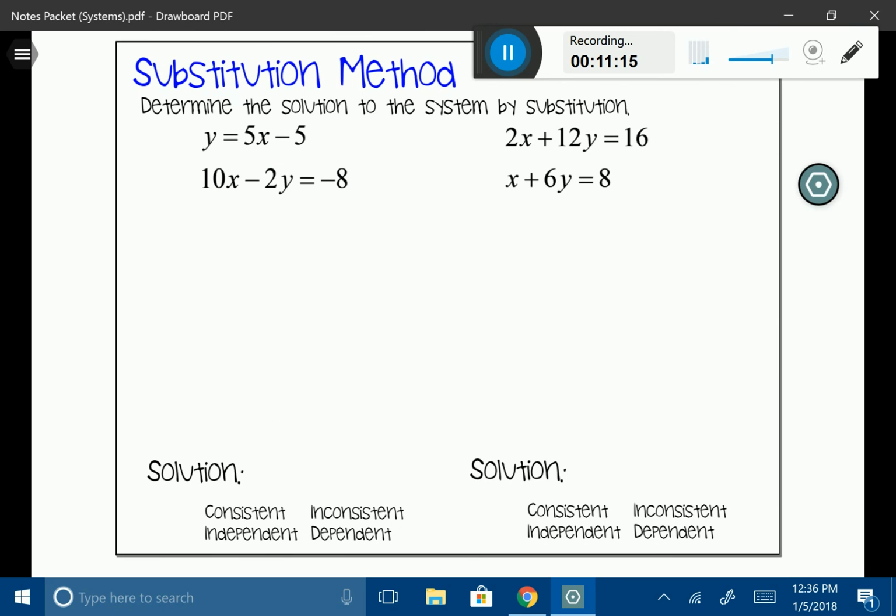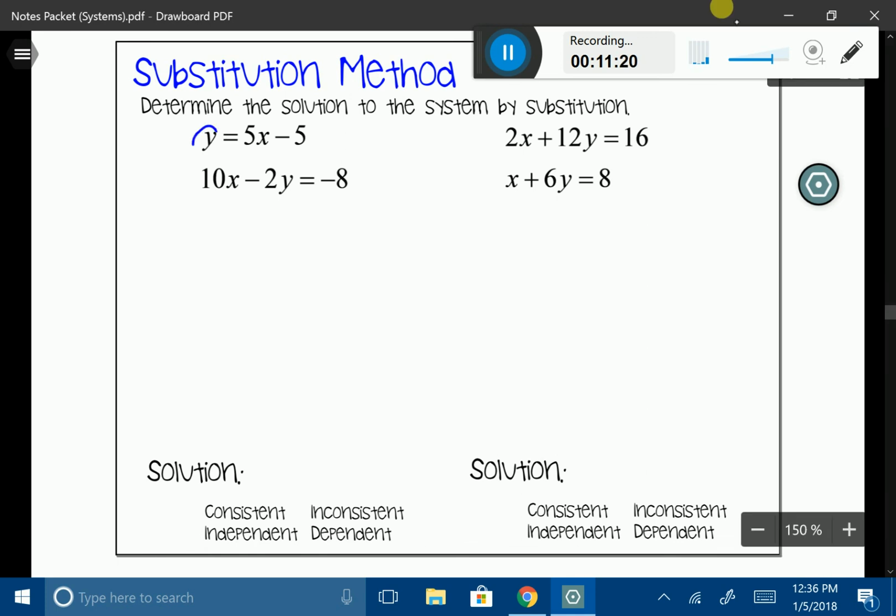All right, in my first 2, I already have a variable that's solved for itself. So this is the perfect method to use for this one. So I'm going to go ahead and take that y, and I'm going to substitute it into the y in the second equation. So 10x minus 2. And now I'm going to take that y and what it equals, and I'm going to put it in parentheses. There it is. And set it equal to negative 8. Then I'm going to go ahead and distribute it and solve it just like I would solve a regular equation.